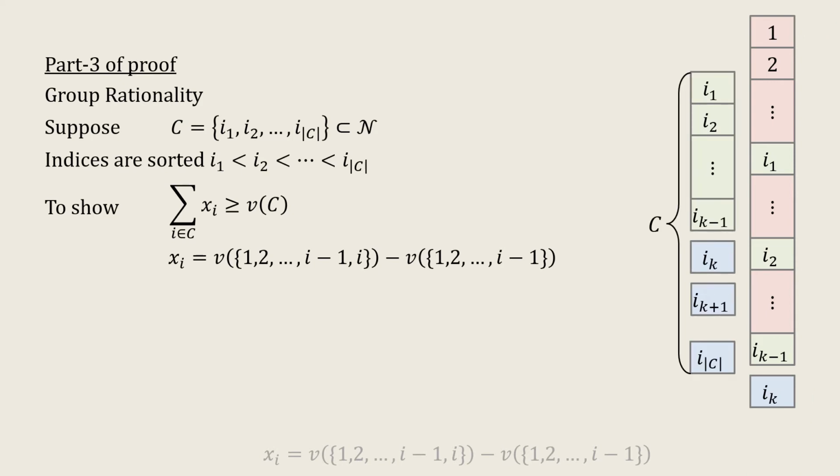Now, this is the coalition C. I have taken all the relevant agents indexed i1, i2, i(k-1), ik, and so forth, and formed this coalition C.